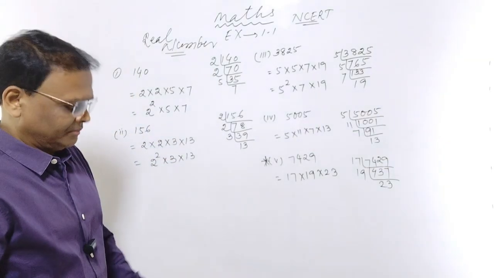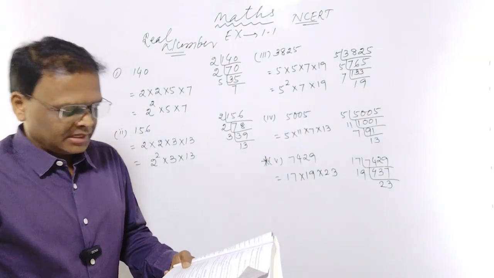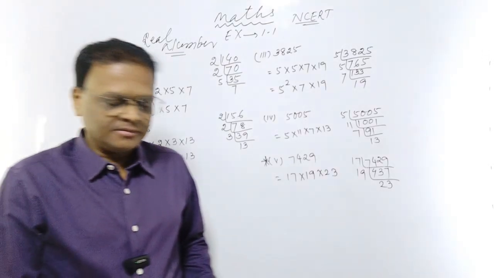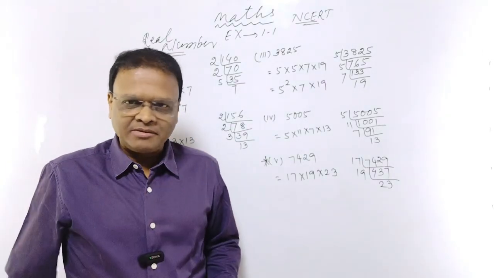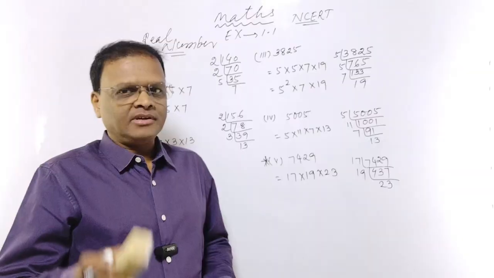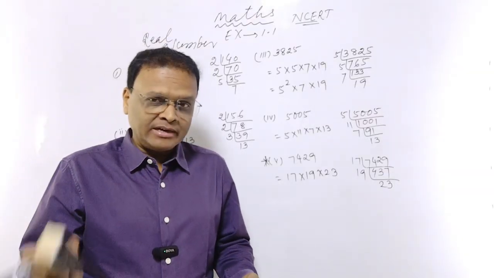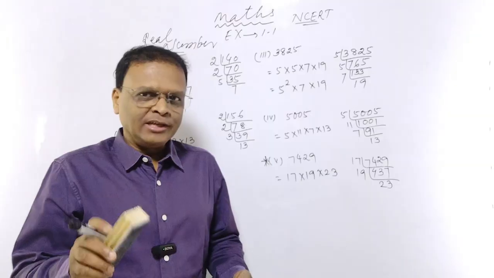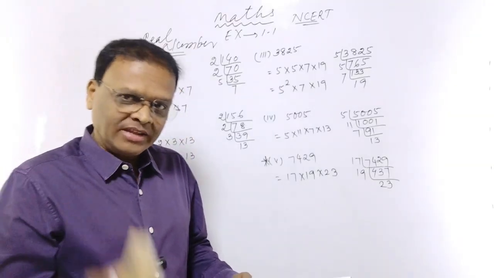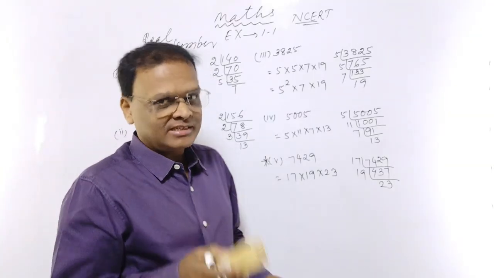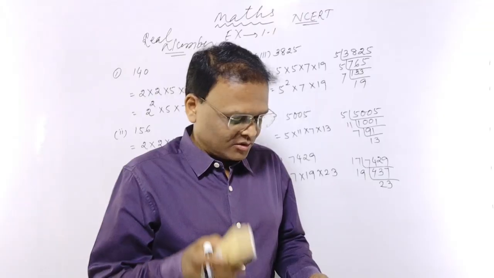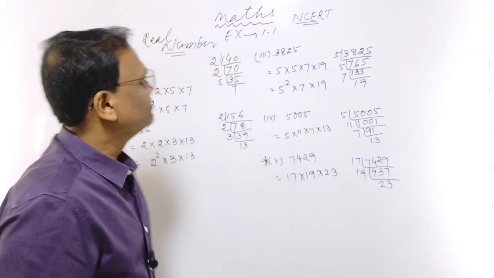The second question is, find the LCM and HCF of the following pair of integers. Some pairs of integers are given. You have to find the HCF and LCM of those two integers. After finding HCF and LCM, you have to verify that LCM times HCF is equal to the product of those two numbers.